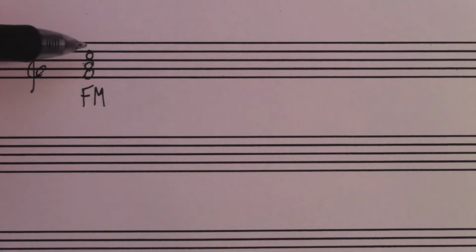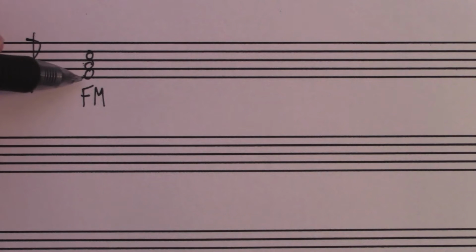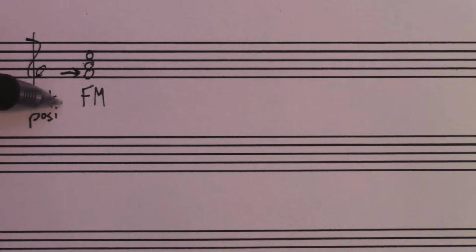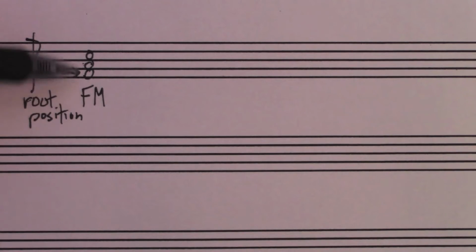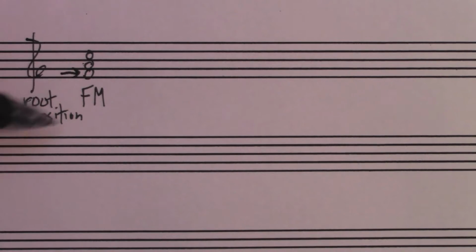Now, this triad, the root is F, and it is also the lowest note. So we call this root position. It's kind of the home base for a triad. This is the default position for a triad. But sometimes the notes aren't in this order.